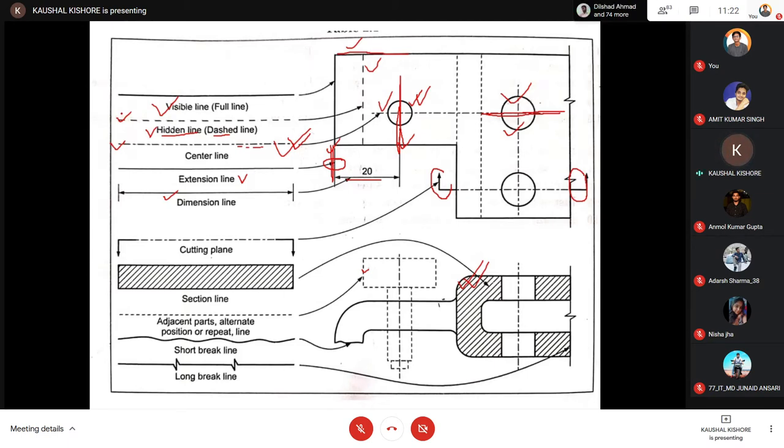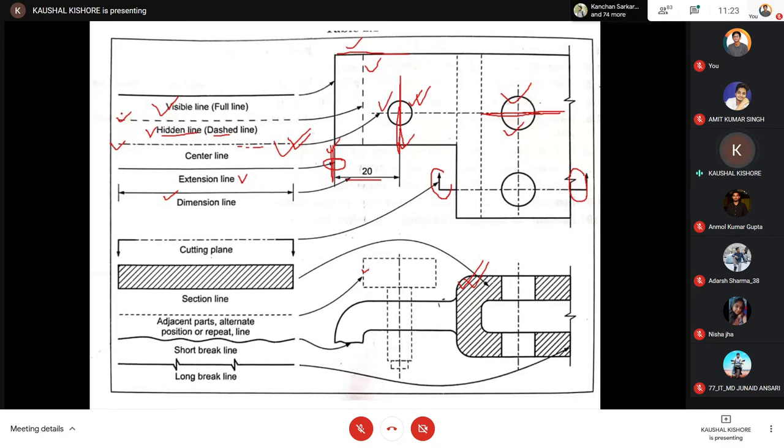You will only see the upper part, the front part of the cylinder. So that bottom part or hidden part, when you draw on your drawing sheet, you have to use the hidden line. That's why the hidden line is used to show the surfaces, or like an edge or corner.